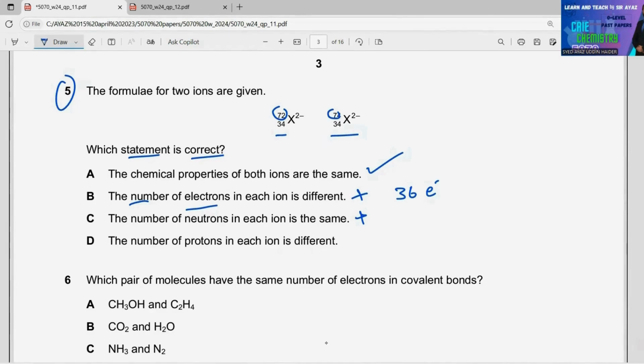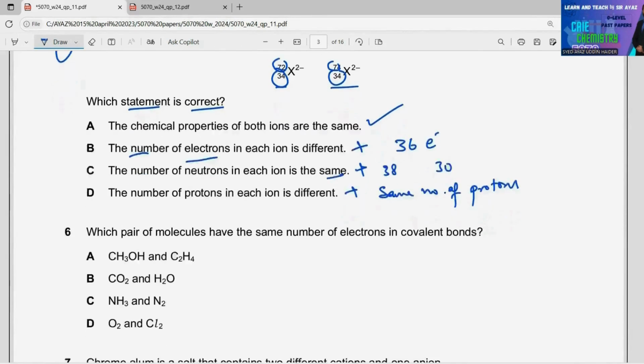And if you subtract 34 from 72, what do we get? 72 minus 34, 38. In this case, you have 38. What about the second one? 74 minus 34. It is 40. So both of these are having different number of neutrons. So this is incorrect. D, the number of protons in each ion is different. It's also incorrect. They have the same proton number, which means they have the same number of protons.